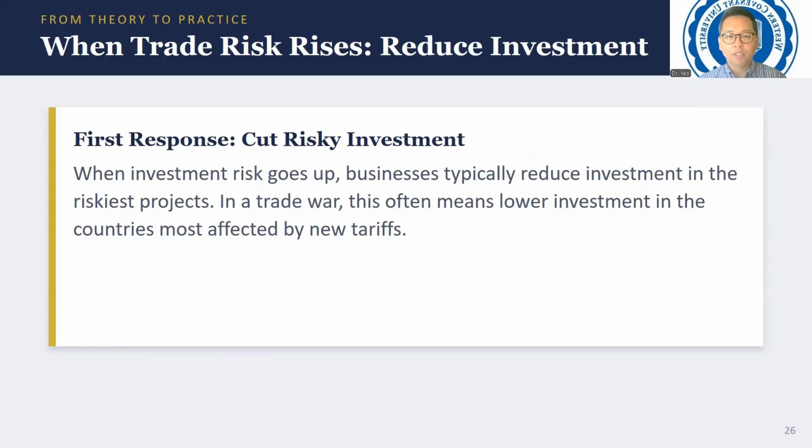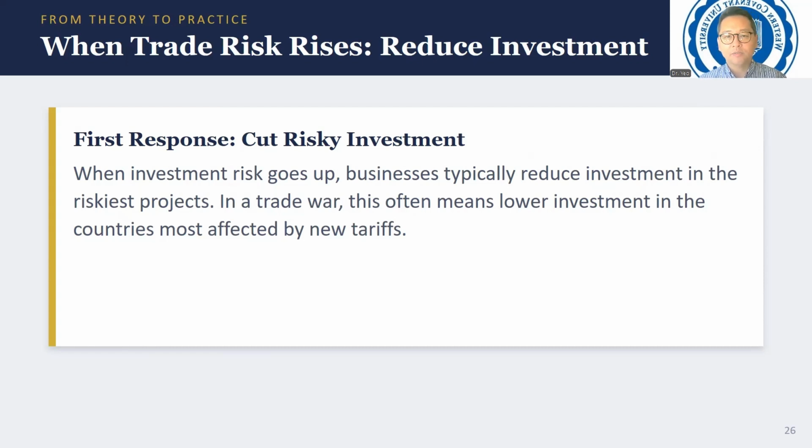The first response is to reduce investment in risky projects. Makes sense. In the context of a trade war, this usually means businesses invest less money in the countries that are directly involved in the dispute.